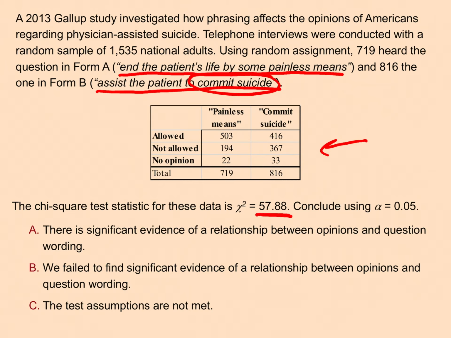This is a randomized experiment, and the expected counts are all greater than 5. You don't see them here, but they are. And so the test assumptions are met, okay? So let's take a look.